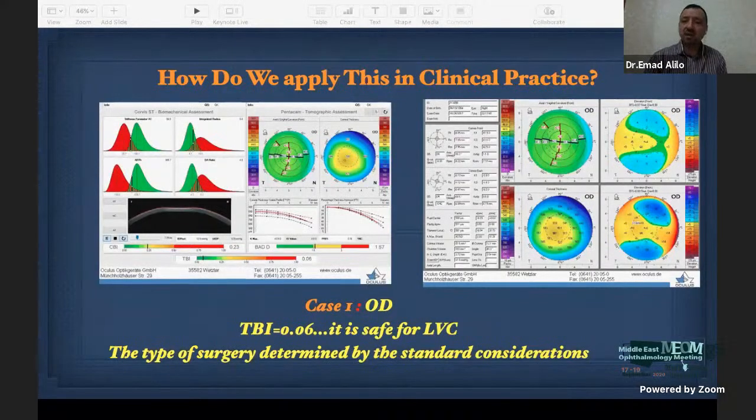Of course, it doesn't tell us what kind of procedure to do. That depends on the standard considerations: the amount of refractive error, the corneal thickness, the residual stromal level. We take all of this into consideration to decide which procedure we are doing, LASIK, PRK, or SMILE. But at least it gives us the green light whether this cornea is safe to cut or not. If we look at the other eye.